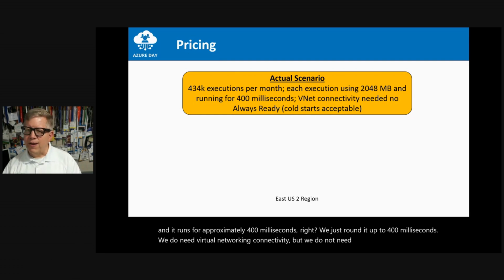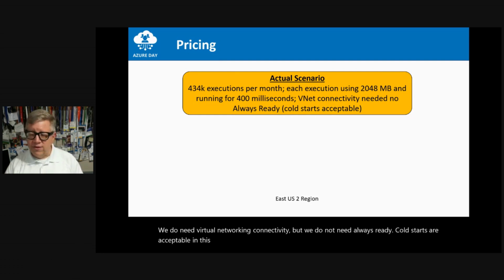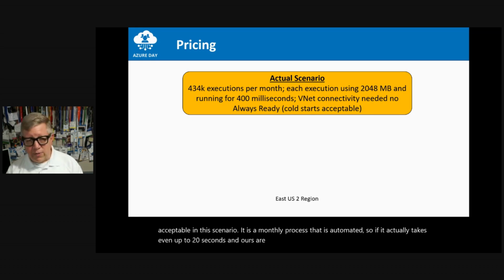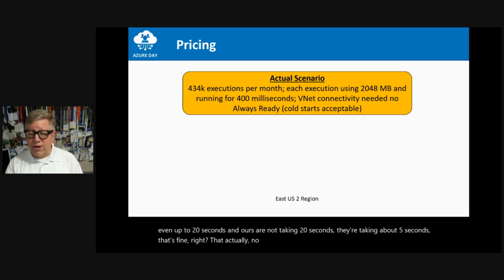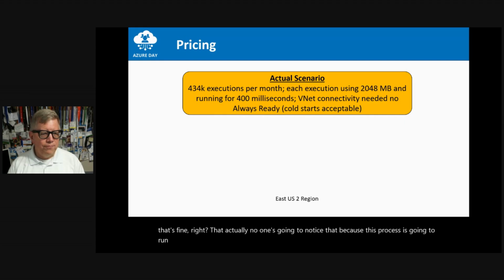Cold starts are acceptable in this scenario. It is a monthly process that is automated. So if it actually takes even up to 20 seconds, and ours are not taking 20 seconds, they're taking about 5 seconds, that's fine, right? No one's going to notice that because this process is going to run for a little while. So what are we talking about? What does this look like?